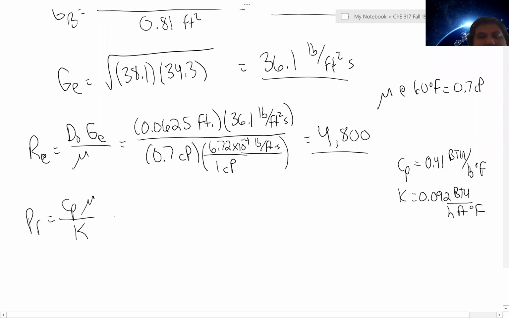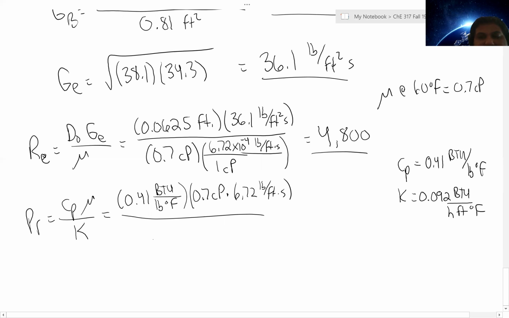Which means, solving for our Prandtl number, we put in these values: 0.41 BTUs per pound degree F times our viscosity, 0.7 centipoise, times 6.72 pounds per foot second, divided by our thermal conductivity of 0.092 BTUs per hour foot degree F. Don't know why it's bleeding.